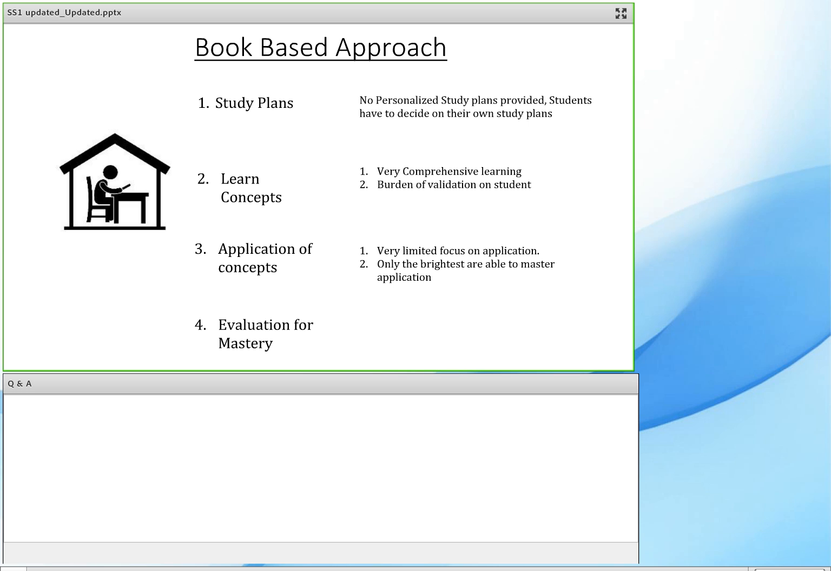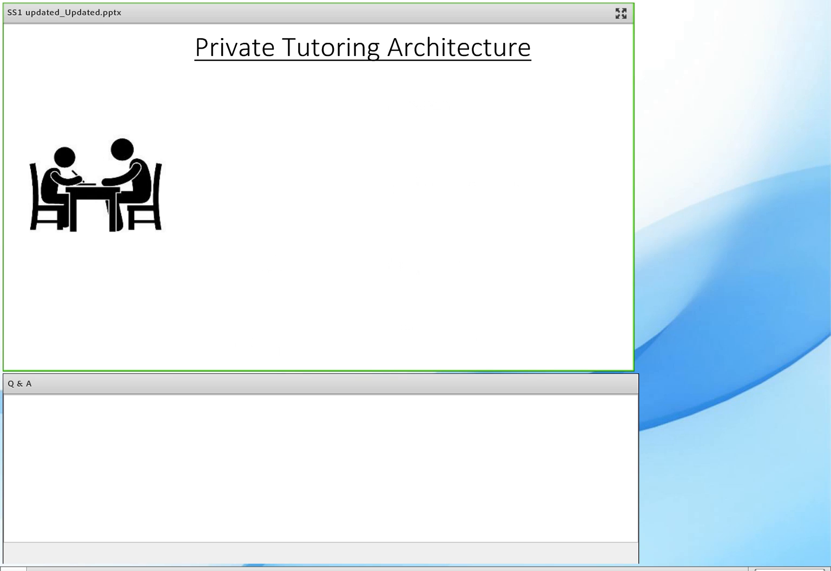And then when it comes to evaluation of mastery, the only tool that a book-based approach provides is a mock test. So people who follow that book-based approach resort to taking 10 plus or even 20 plus mock tests. And even when you take a mock test, that onus of evaluation is completely on you.